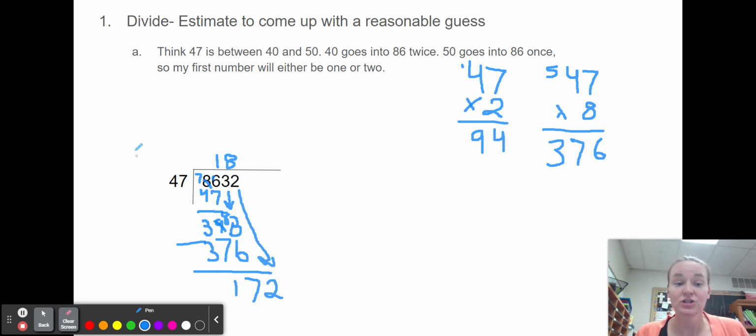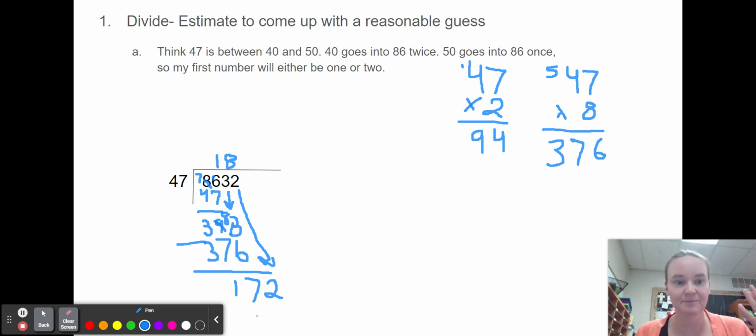All right. So I have 172 divided by 47. Again, think to yourself, 47 is between 40 and 50. How many times does 4 go into 17? 4 times, right?